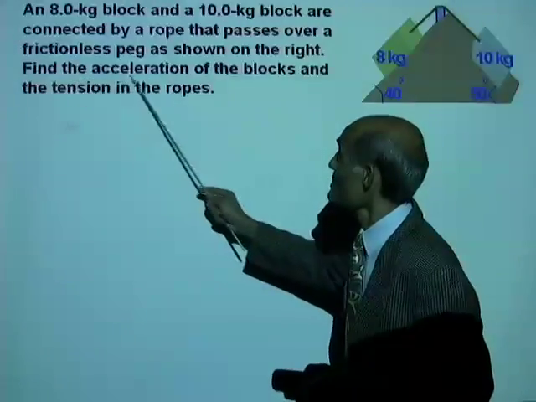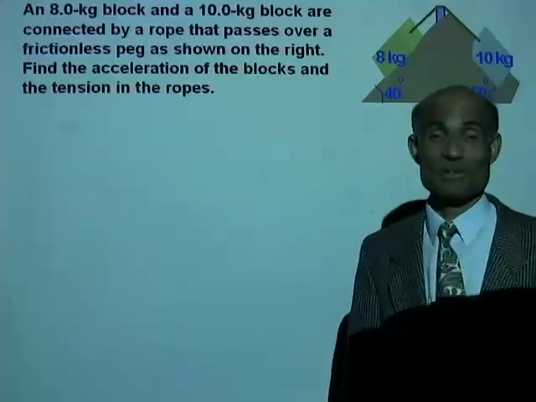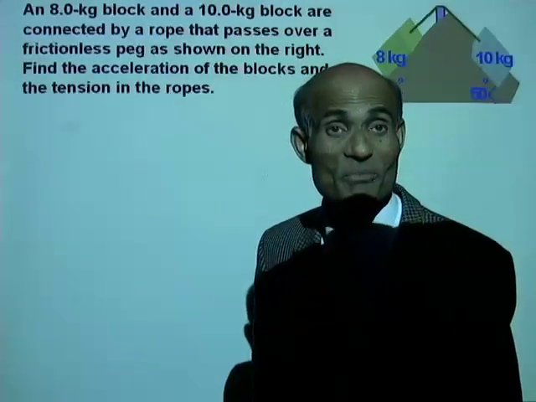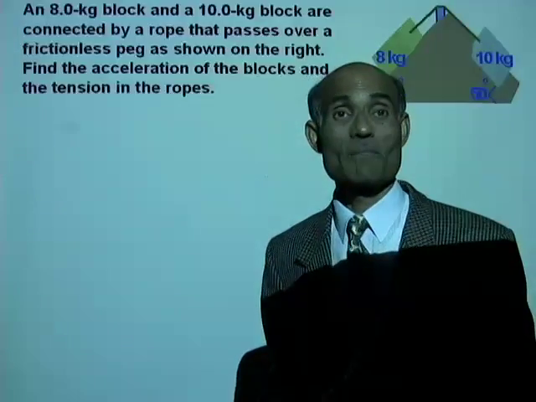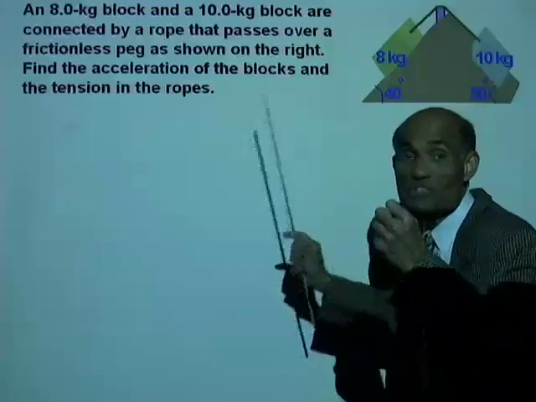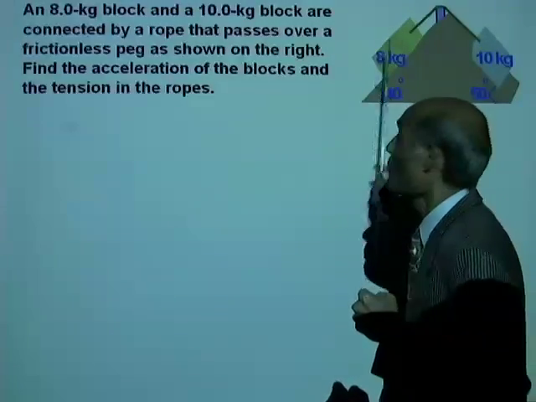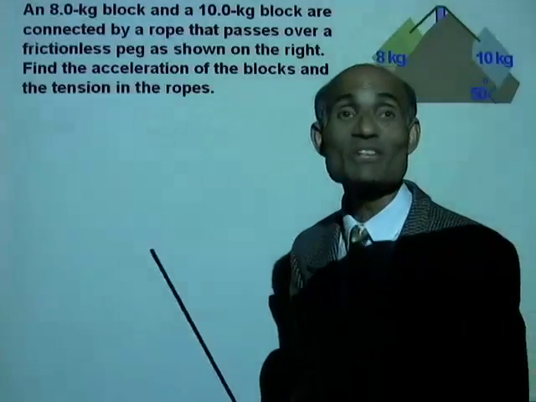Okay, find the acceleration of the block and the tension in the rope. It is not different from the problem we just did. All we need to do is isolate each object and identify the forces acting on each of them.